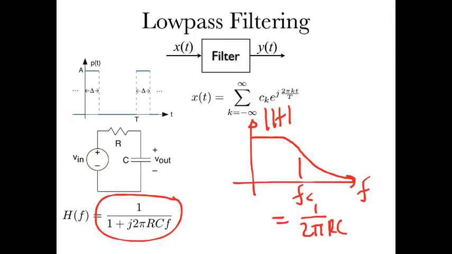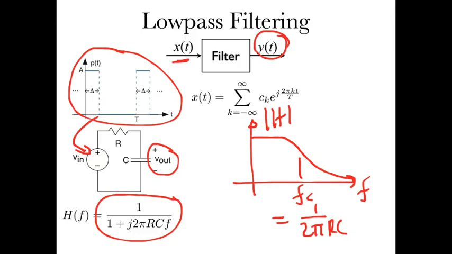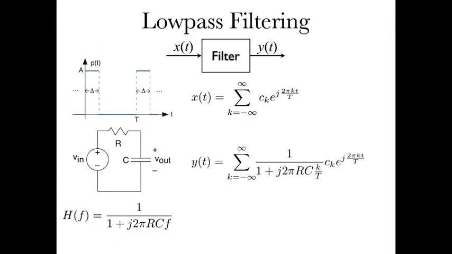Well, I want to figure out what happens when I put this periodic pulse train in as the source signal, so that's going to be x of t. The output, V out, is going to be y of t. So how do I find it? I use the superposition principle, and this is what we get. Here's the transfer function, and here it is evaluated at k over T, the kth harmonic. Multiply it times c, and then reconstruct the signal.